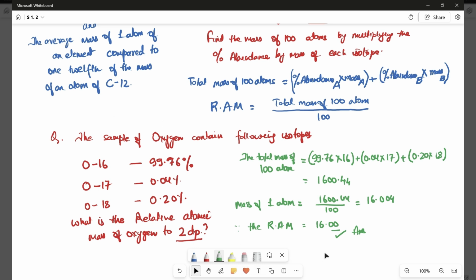And we'll discuss how we can interpret this spectra information to find out the relative masses in the next lecture.